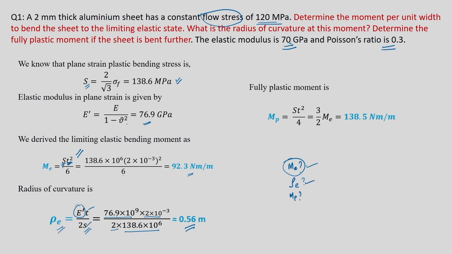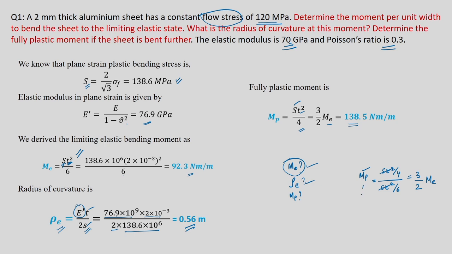Next one is, if you further deform it to fully plastic moment, what will be the value? MP is nothing but ST square by 4, which we already know. Either you substitute this S, T and then get it, or you can relate that to ME. So, we can also see MP by ME. MP is ST square by 4 divided by ME, which is ST square by 6. You will see that MP by ME is 6 by 4, which is nothing but 3 by 2. So, MP is equal to 3 by 2 into ME. ME is already known to me, 92.3, you can substitute it here, you will get MP as 138.5.